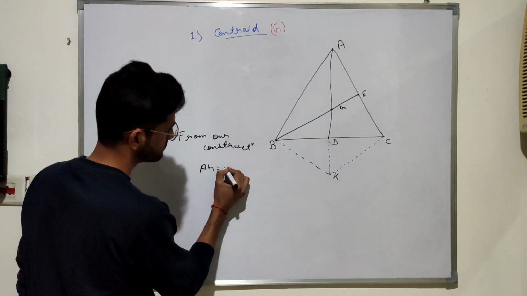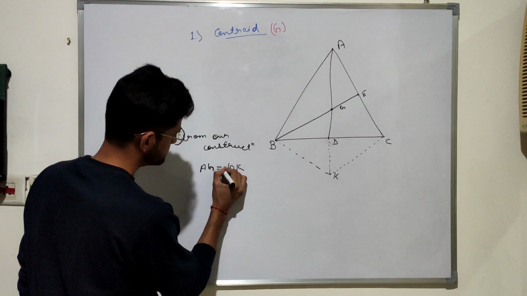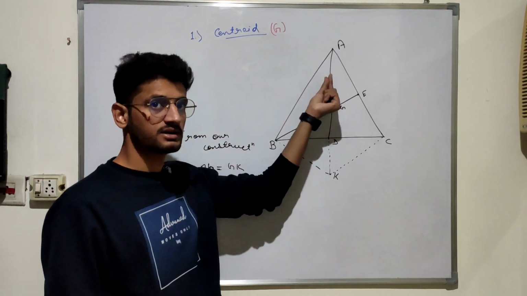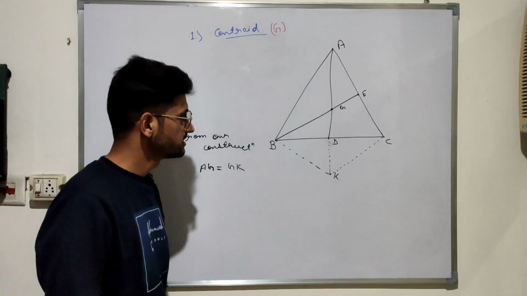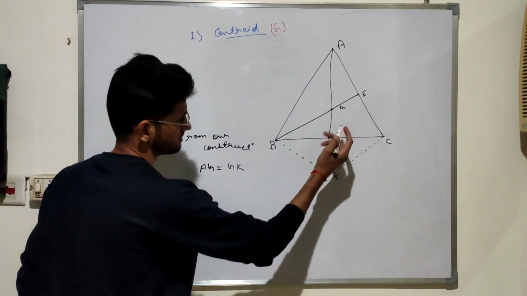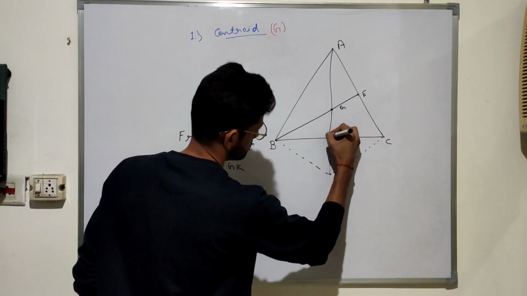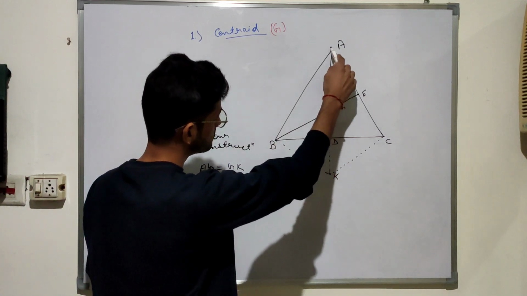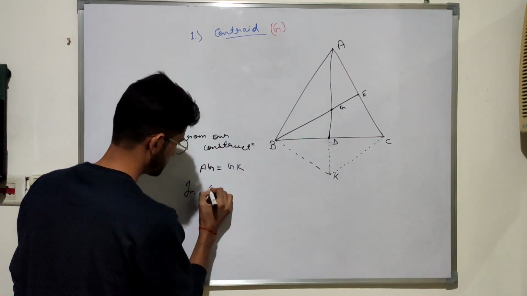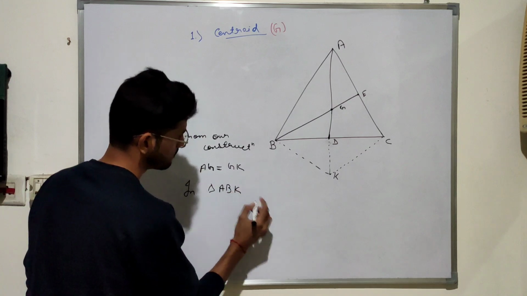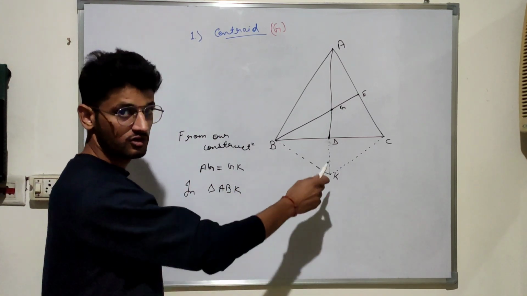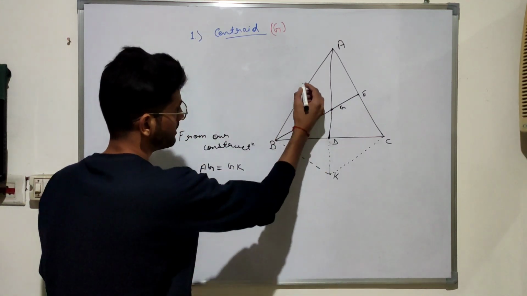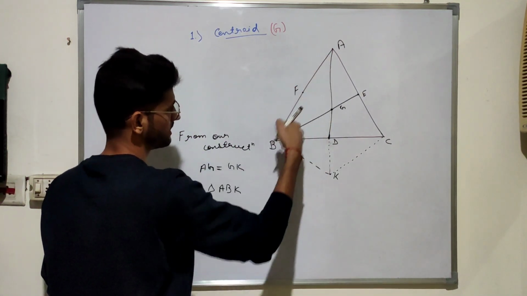From our construction, we can say that AG is equal to GK. We have extended to K so that we can write AG equals GK. Now consider triangle ABK. Point G is the midpoint of AK, and we now take point F as the midpoint of AB.